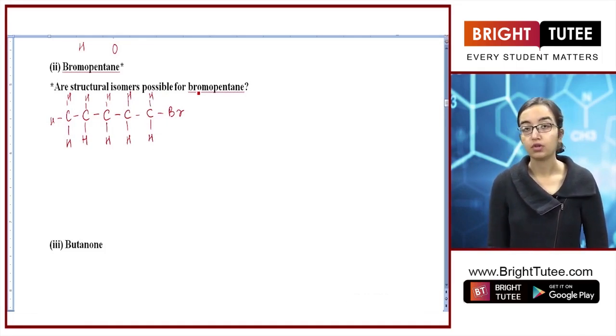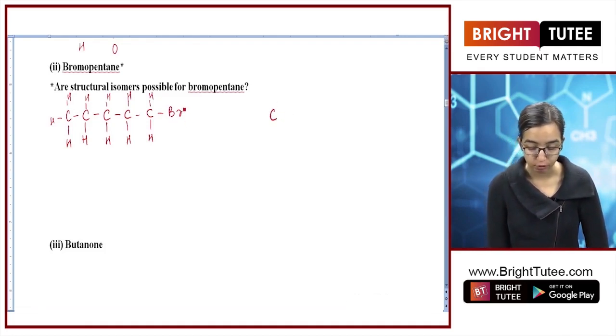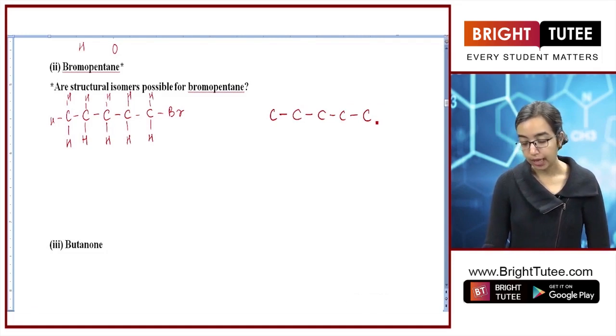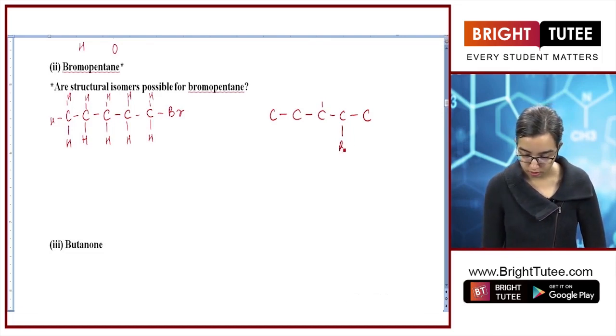Now there are a lot of structural isomers for bromopentane possible. The first possibility would arise if we move the position of bromine from here to any other carbon atom. So if I had placed bromine on the first position, if I place it here or if I place it here, that would also be an isomer of bromopentane, but I'm just putting it on the second position for now. And again, the remaining positions are fulfilled by hydrogen.